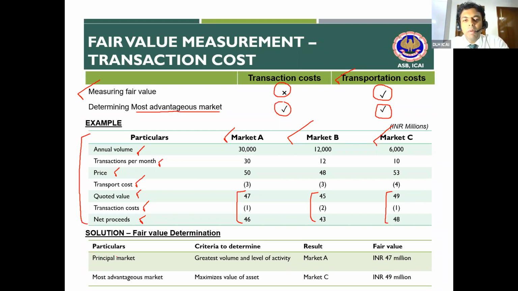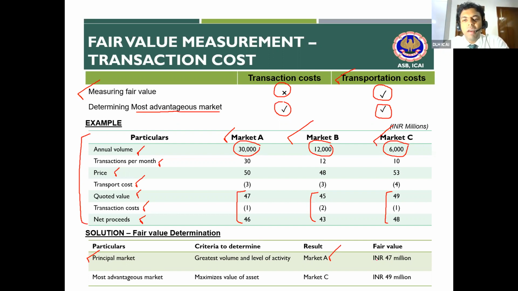Now, which is the principal market in this case? What is the principal market? Principal market means what we have read just a couple of minutes back: the greatest volume and level of activity. That is the principal market. So if I look at which is the principal market, market A has an annual volume of 30,000. Market B has 12,000 annual transactions. Market C has 6,000 annual transactions. So which is the principal market? The principal market is market A, because market A has the maximum annual volume.